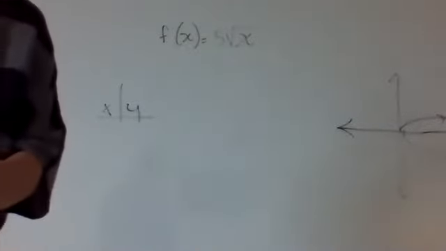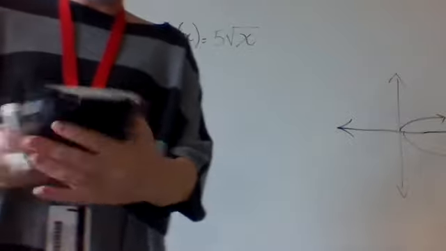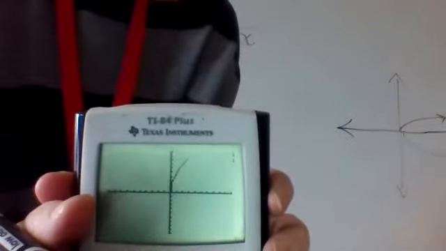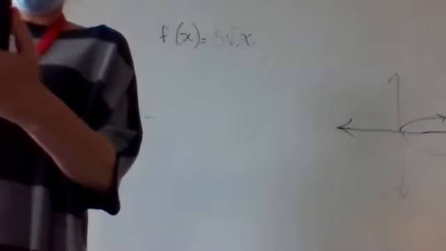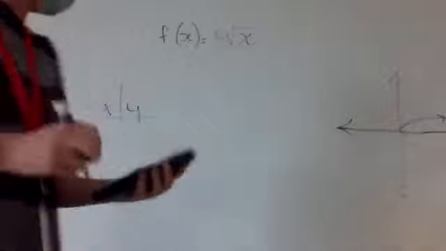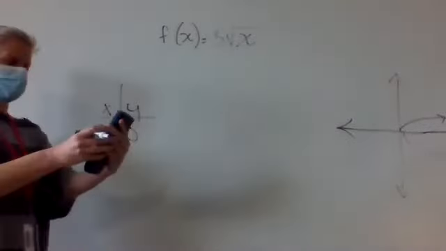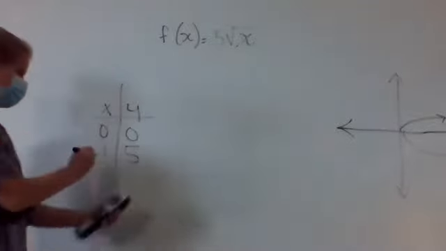So in my y equals, clear it, 5 second square root x, and then graph it. So again, it's just a little bit steeper than the 4 square root of x. So I'm going to go to second table, get some points: (0, 0), (1, 5), (4, 10).